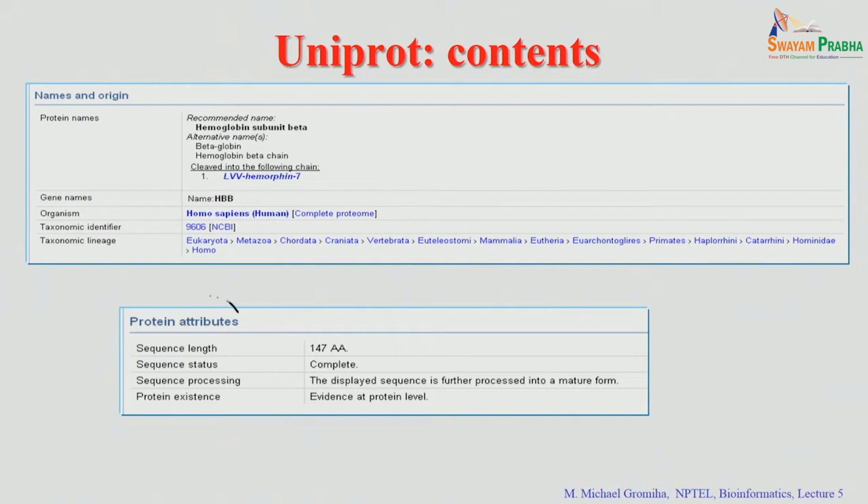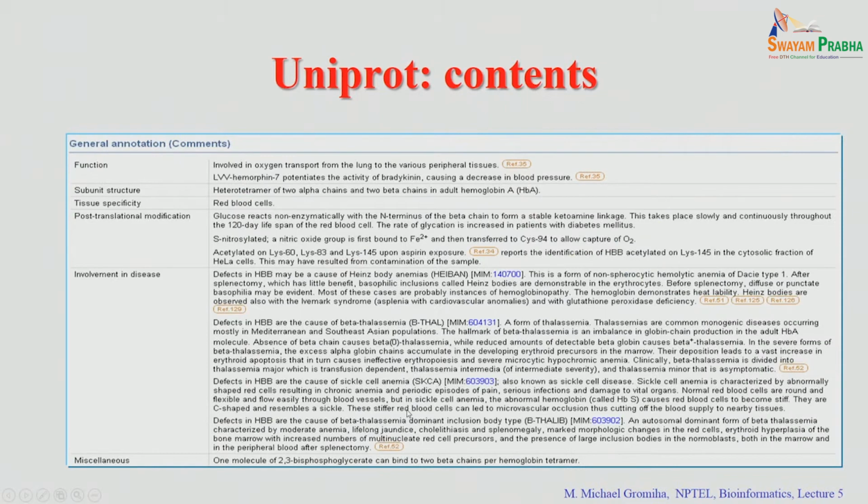Then here we get the protein attributes: this is 147 amino acids, its sequence status is complete because they have all the sequence, and it is known at the protein level, meaning they have protein-level evidence. Then you go to the general annotation, where they try to include most of the data available in the literature. What is the function of this particular protein? It transports oxygen from the lungs to the tissues. So, this is a major transport protein.